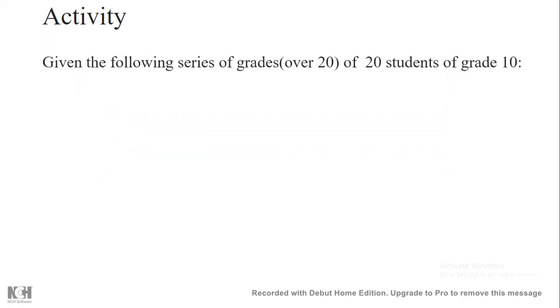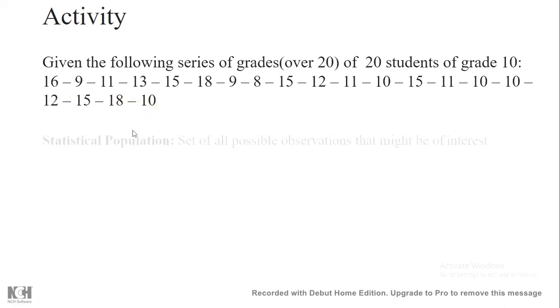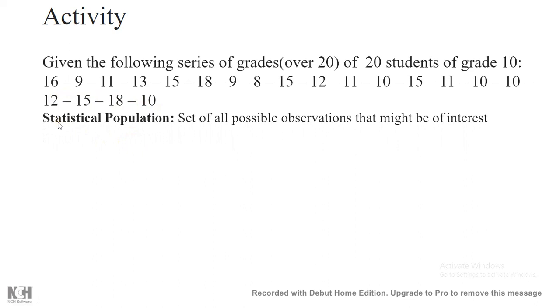We will start our chapter with this activity. Given the following series of grades of 20 students of grade 10 of a certain class, 16, 9, 11, etc. These are the given grades for these 20 students, listed randomly. The first vocabulary is the statistical population, which is the set or the group of all possible observations that might be of interest.